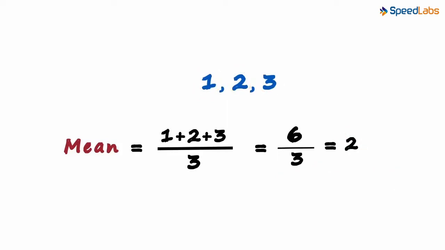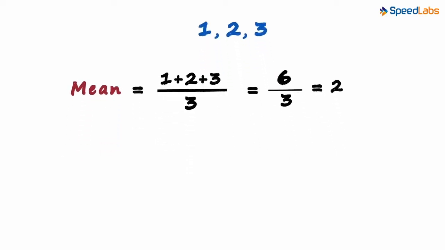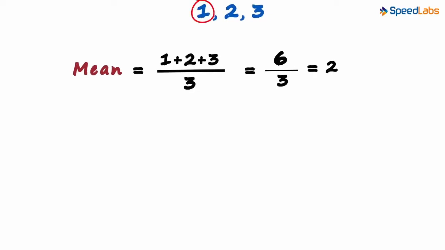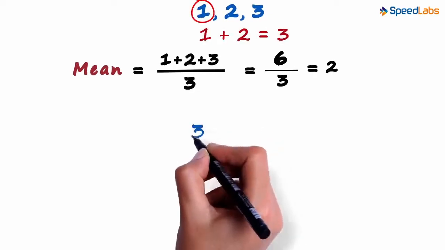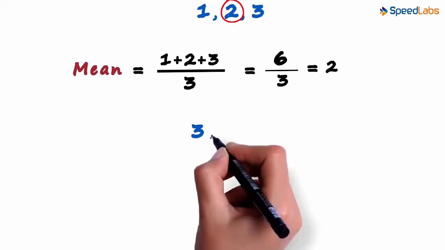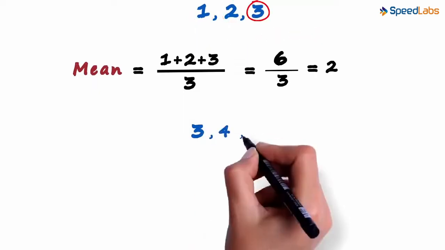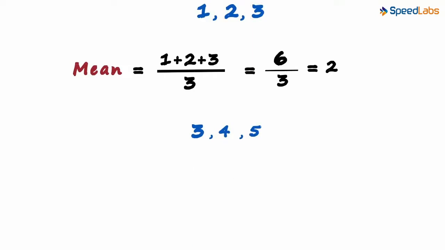2 is the arithmetic mean of these 3 numbers. But what different properties does the mean have? To understand one of the properties, let us try increasing the value of each term by 2. The first term is 1. Adding 2, we get 3. 2 plus 2 is 4. And 3 plus 2 is 5. We just added the number 2 to each term.